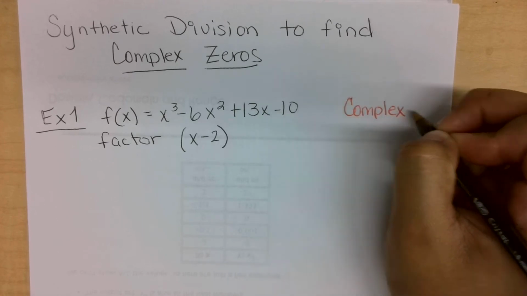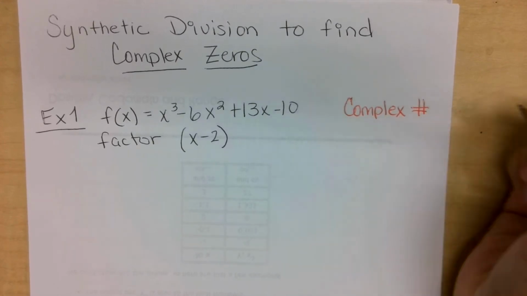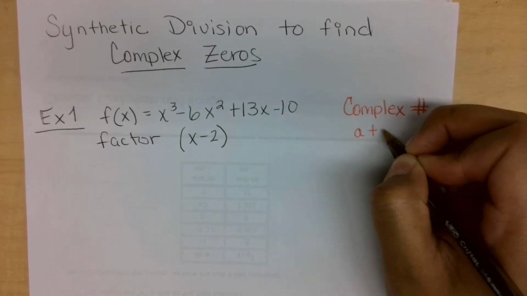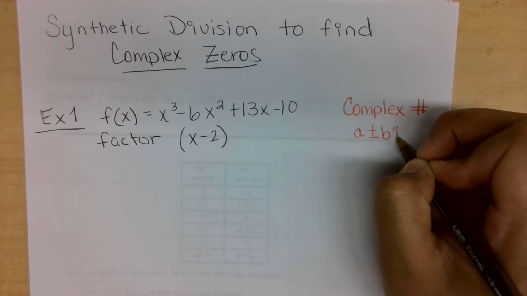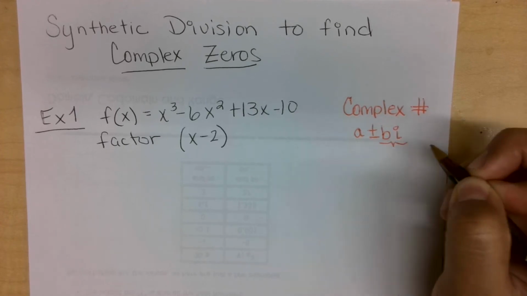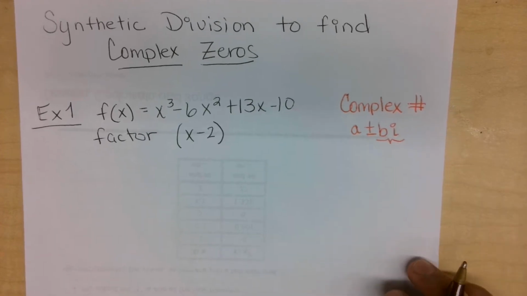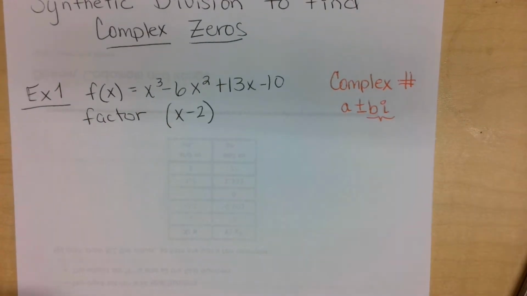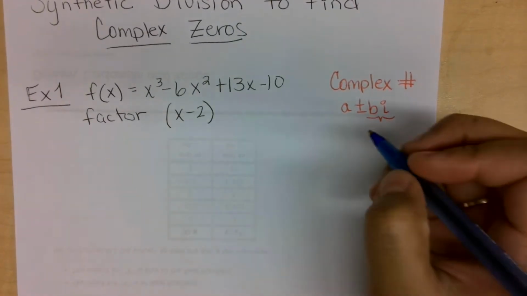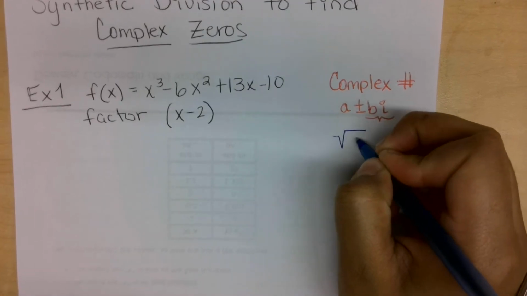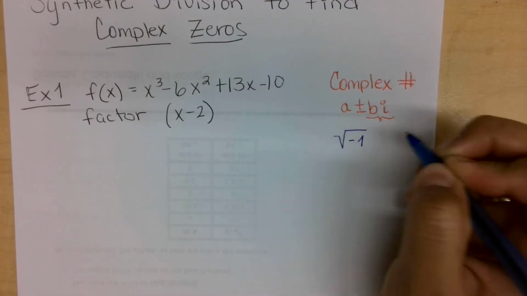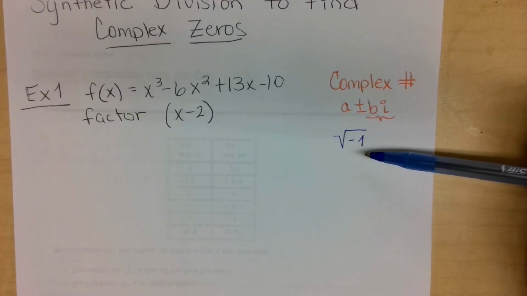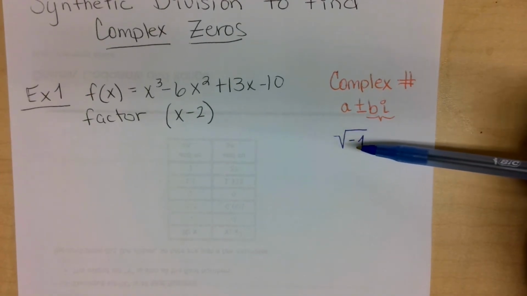A complex number is a number that has some number plus or minus bi. And how do we get the imaginary number? This is hopefully review, but if not, that's why we're talking about it now. It's because when we have the square roots of a negative, that is when complex numbers come into play. The square root of -1.